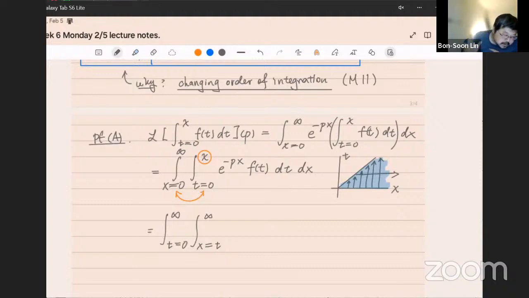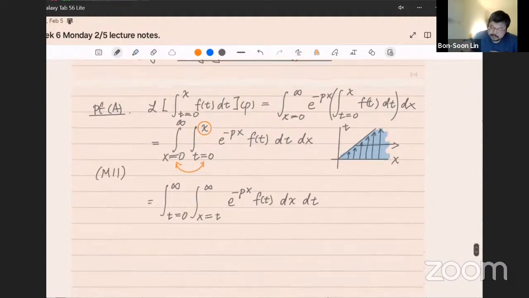So this is just Math 11, something you'll see in Math 11. And if I do that, now I have e to the minus px f of t dx dt, like this. Now, anything that has no x can be moved in front of this integral like this. For example, the f of t. So I would do that.